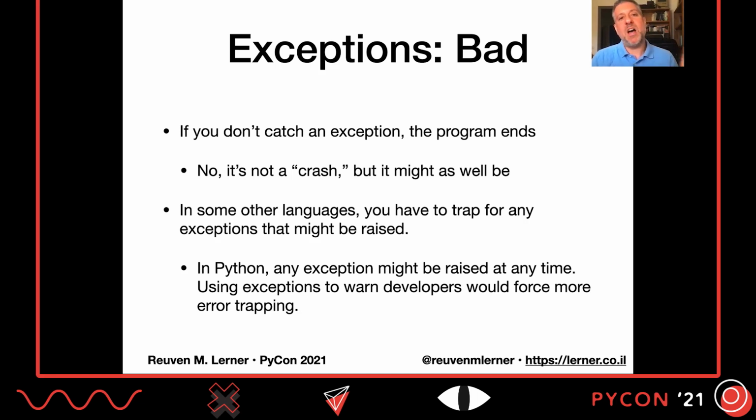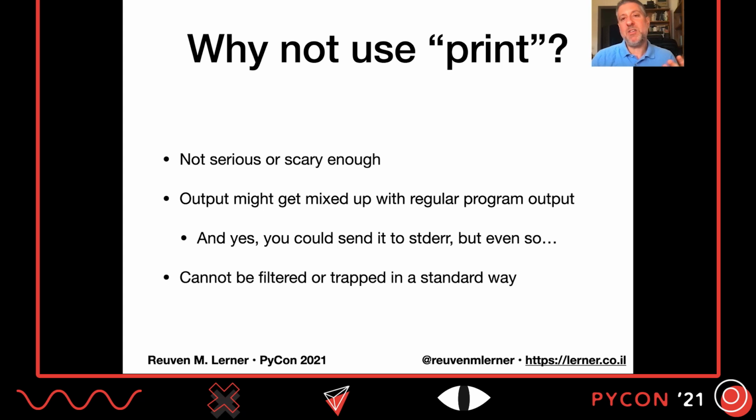Well, we can go to the other extreme. We can try print, right? Why not just print, hey, something's going wrong here? The thing is, it's not serious or scary enough. We want something that's really going to shake people up and say, hey, you should really change your behavior. The other thing is that print might get mixed up with regular program output. And yeah, we could start printing to standard error instead, but it's not really what we want. The other thing is we can't really filter or trap print statements, or I guess print functions, right? You can't filter what's being printed on the screen. And we really need some sort of mechanism like that.